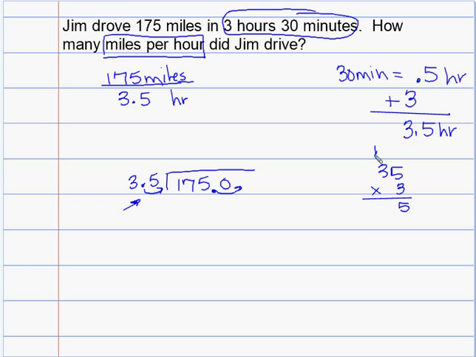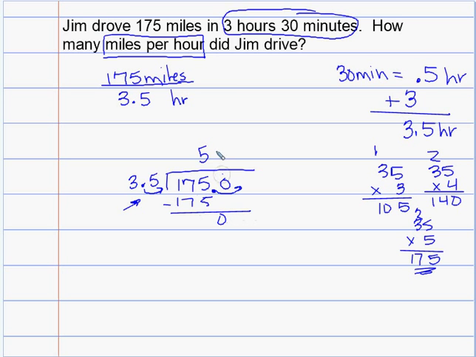35 times 3 is 105. Ooh, that's not enough. 35 times 4: 20, carry the 2, 12, 140. Ooh, getting close. 35 times 5, 175. So, ooh, nice. Okay, so 35 will go into 175 5 times. And then I'm left with 0, so I put that up on top. So he went 50 miles per hour.